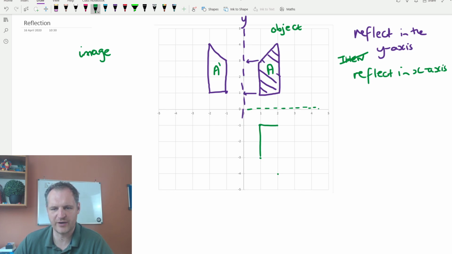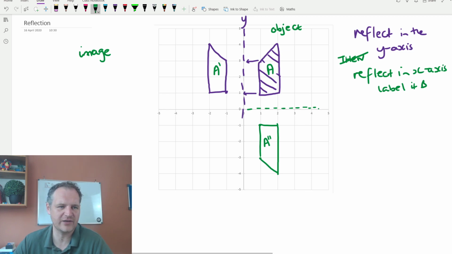Notice how every corner has to be the same distance away from the line as it was here. So this is 1, 2, 3, 4 from the line, so this one's got to be 4 from the line. This, again, I'm going to call it A dash dash because it's a new question, but you could call it B. Sometimes it will say call it B, label it B, so therefore we delete the A dash dash. We'll call it B, like it says in the question. That was quite straightforward. We're just using the x-axis and using the y-axis.